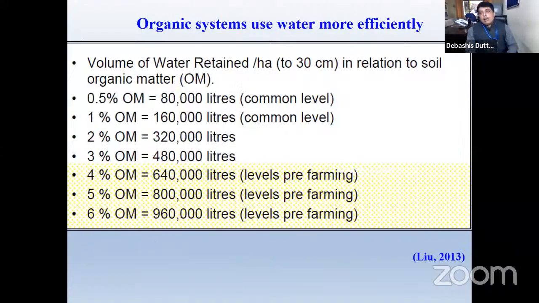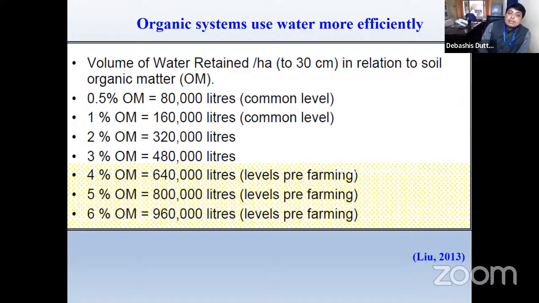And I have already discussed that organic carbon and organic matter play an important role. We know soil and water are important natural resources and play an important role in our agriculture systems. Through organic farming, we can increase the organic carbon content in the soils. If we increase organic matter by 0.5%, then we can save 80,000 liters of water.